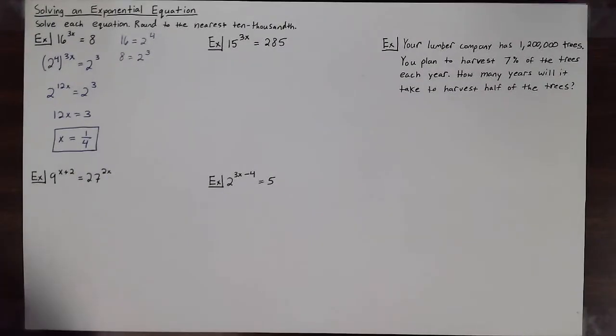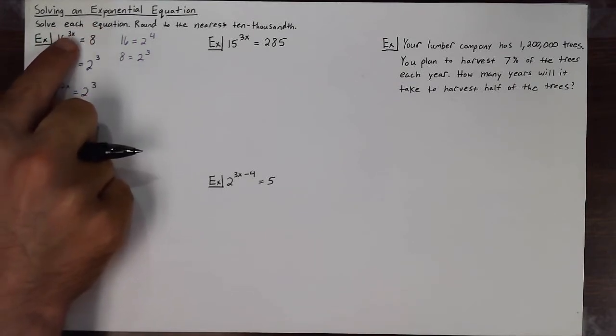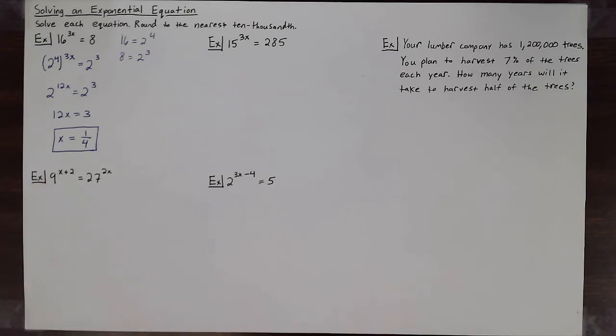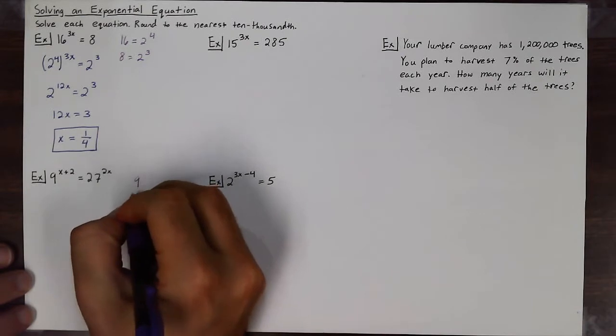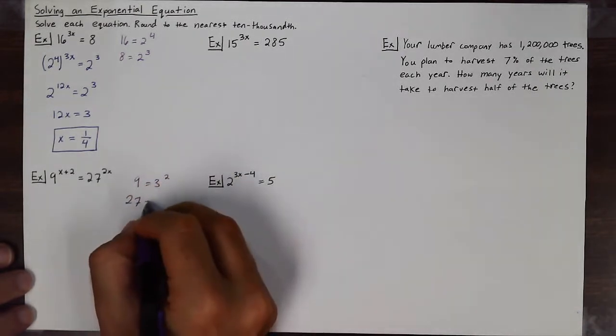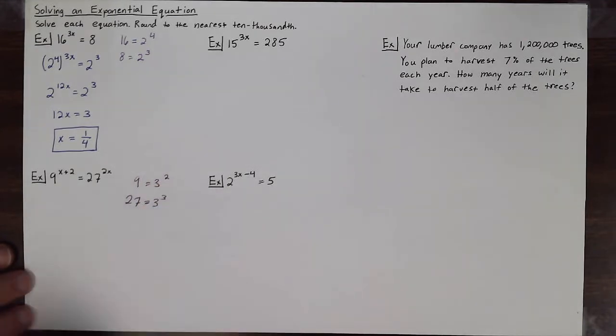Now, next up, they could both have an x on them. Maybe it's not just one side that has an x term, but both sides could have an x, but you're still looking for that common base that they could share. Here, 9 can be written as 3 squared, and 27 can be written as 3 cubed, causing that common base of 3.